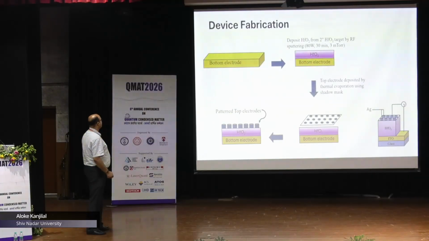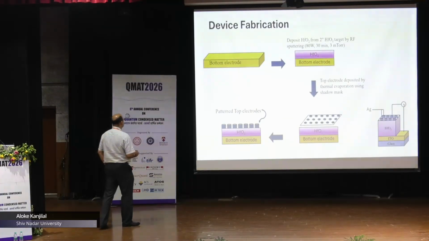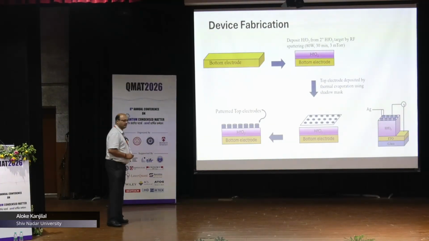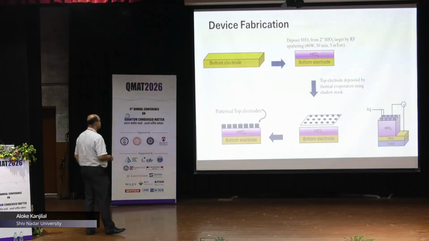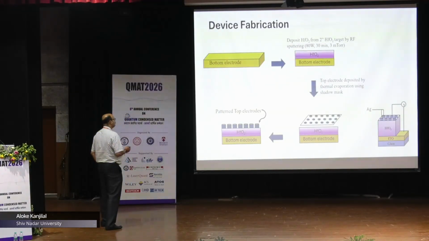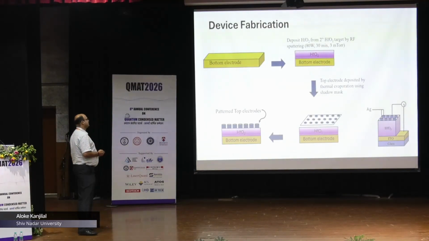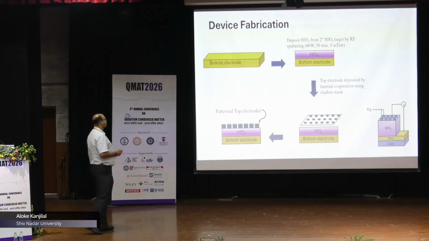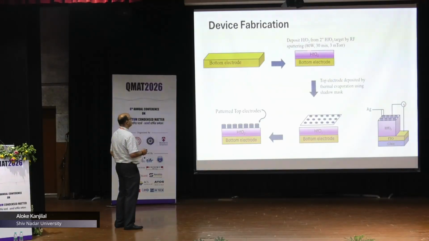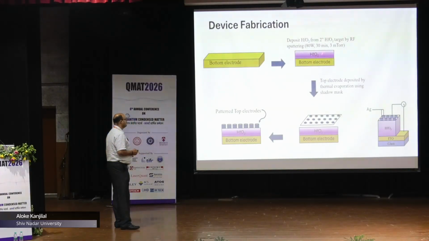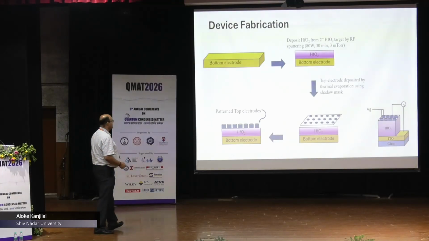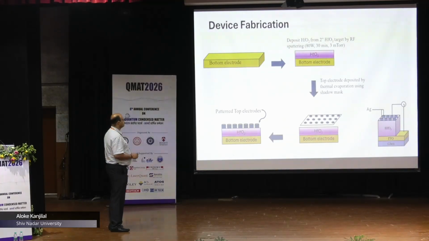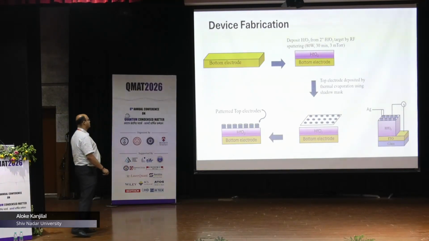So to know this, now how to prepare the device? We take some electrode. Here in this case we consider ITO, and then we grow hafnium oxide by using a 2-inch hafnium oxide target by RF magnetron sputtering. We use 80 watt, 30-minute deposition, and we can maintain 3 millitorr pressure in the chamber. In this way we grow around 20 nanometer thick hafnium oxide.